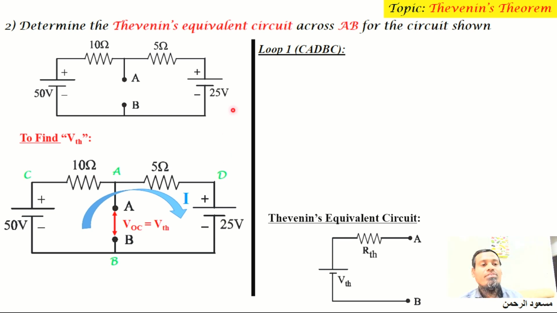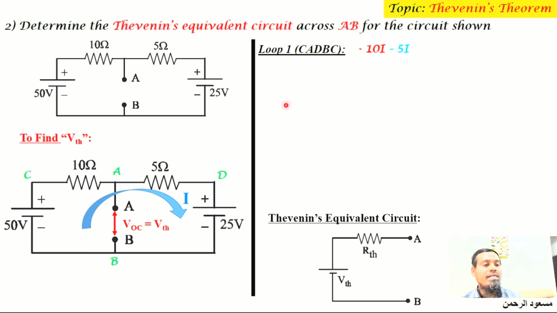Now, when you travel from C to A, there is a resistance, and since the current direction and the loop travel direction are the same, the voltage drop will happen in the 10 ohm resistor, which is notated as minus 10I. And when you travel from A to D, there is a 5 ohm resistance. Again, the loop direction and the travel direction are the same, so here also a voltage drop will happen: minus 5I.